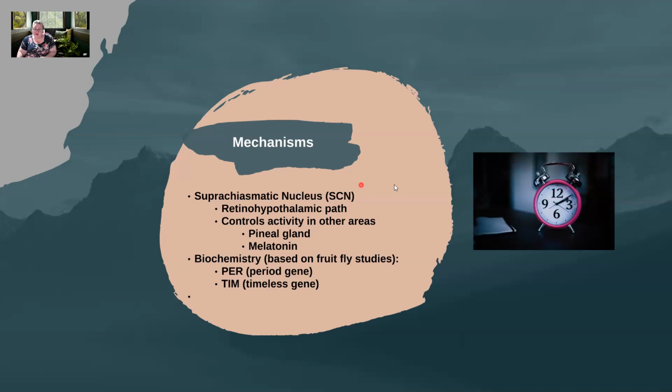And the suprachiasmatic nucleus also plays a factor in other parts of the brain. It has some control over other parts of the brain, and what is particularly important is that it has some control over the pineal gland. The pineal gland is what's driving melatonin levels. I know that many of you watching this have probably heard of melatonin. It's often used by people, and even prescribed for children, to help them fall asleep.